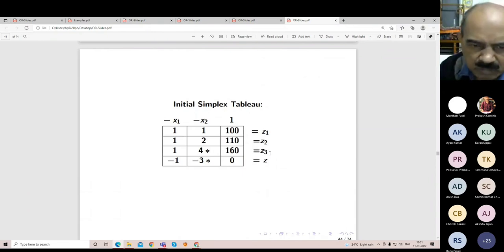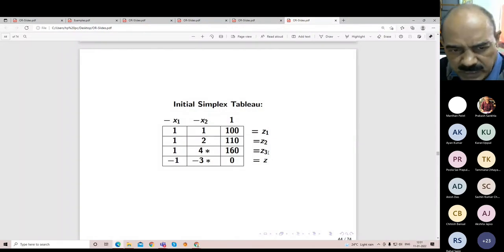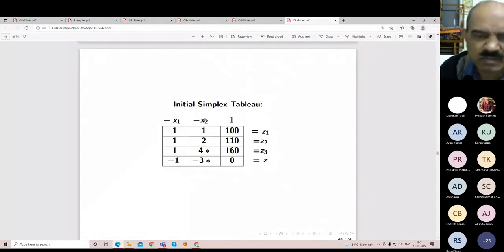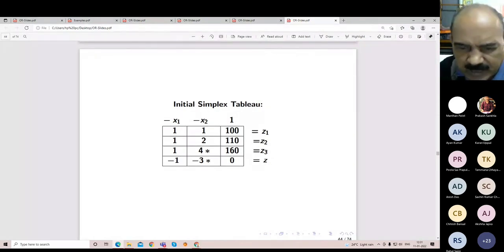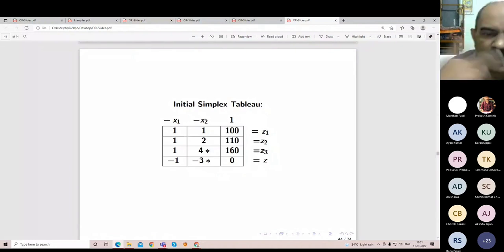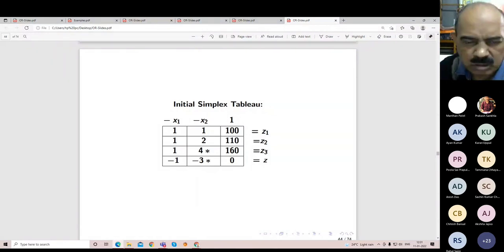There is a label. What is the label? In the second column, the label is -x2. In the third row, the label is z3. So in the next table, we will interchange. This x2, which is a non-basic variable, will become a basic variable, and z3, which is a basic variable, will become a non-basic variable in the next table. So now you draw the next table.